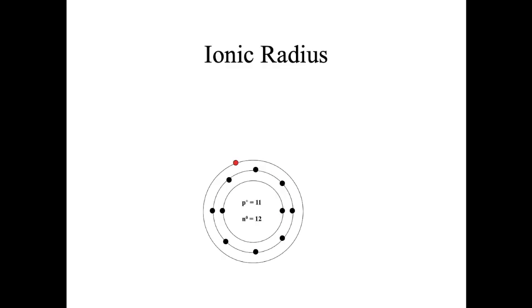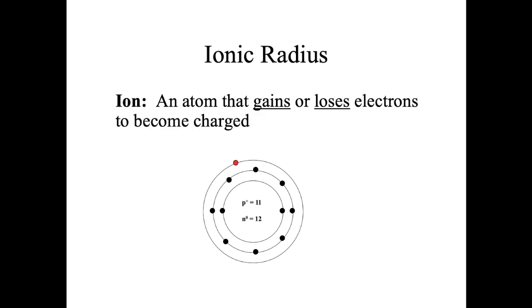Now let's talk about ionic radius. An ion is just an atom that has gained or lost electrons to become charged. The reason atoms tend to gain or lose electrons is because they want to have a full valence energy level, a full valence shell, meaning they're going to gain or lose electrons to fill up that outermost energy level.